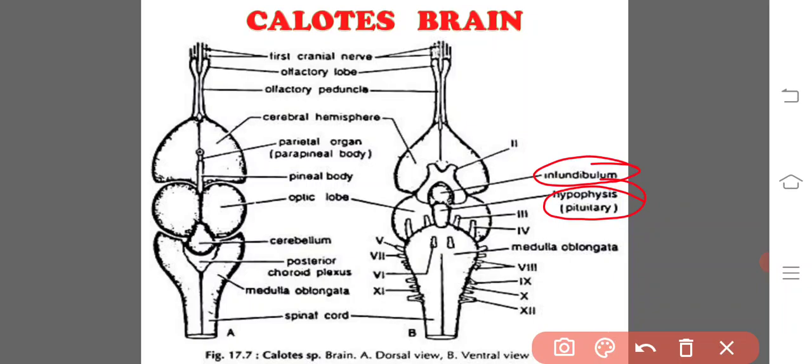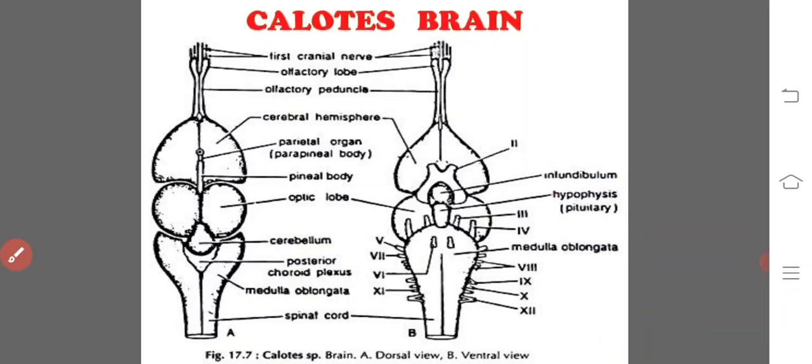The roof of the diencephalon is thin, highly vascular, and is called the roof plate. The lateral walls are called the thalami and the floor is called the hypothalamus. The dorsal surface is the epithalamus and the floor surface is the hypothalamus. These are the three parts of the forebrain.